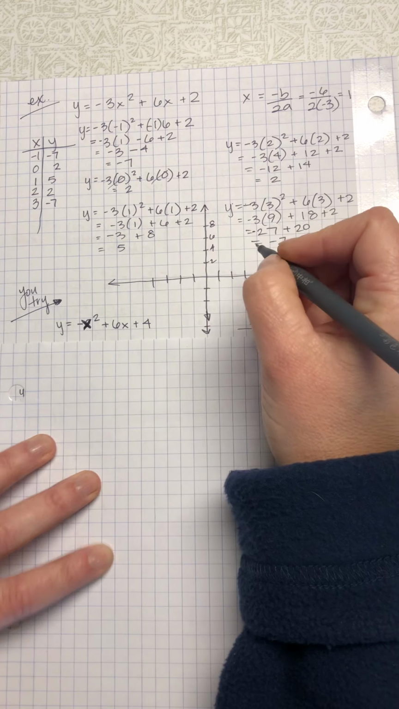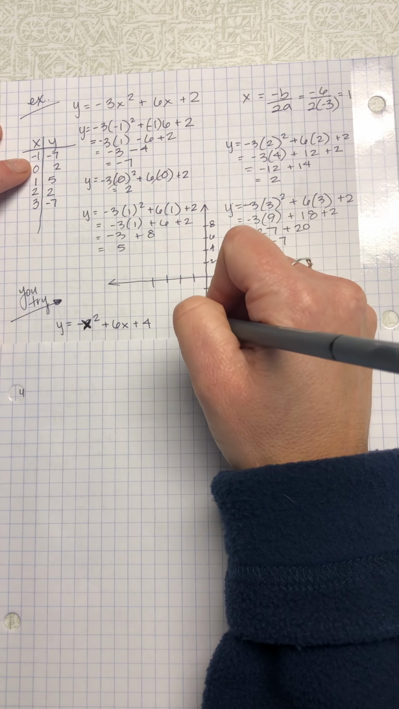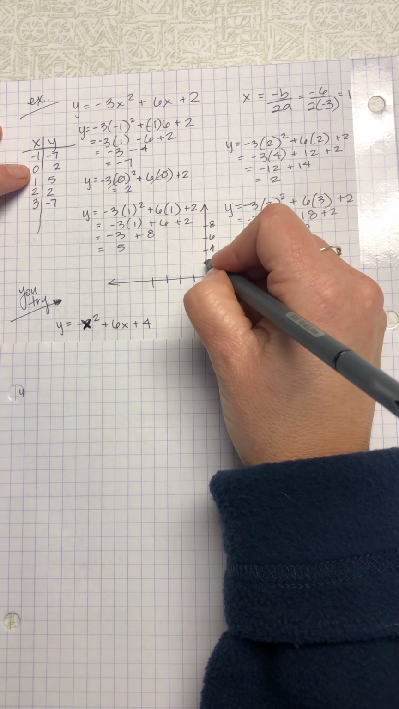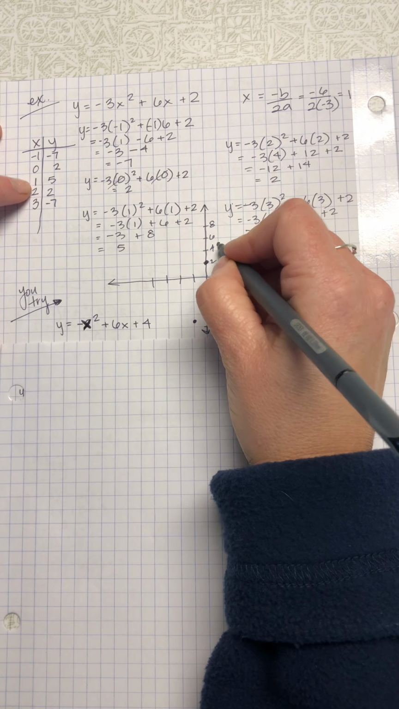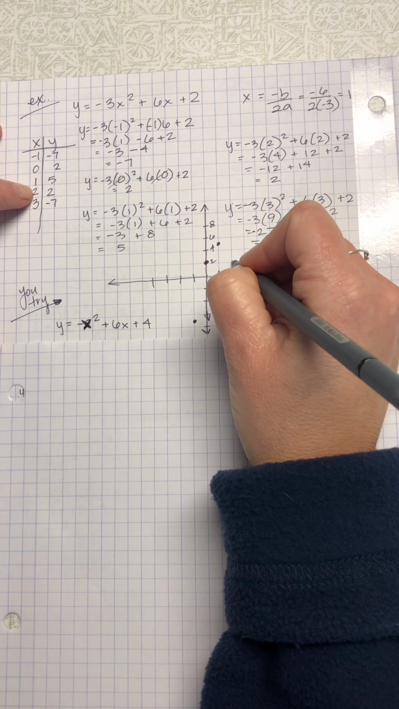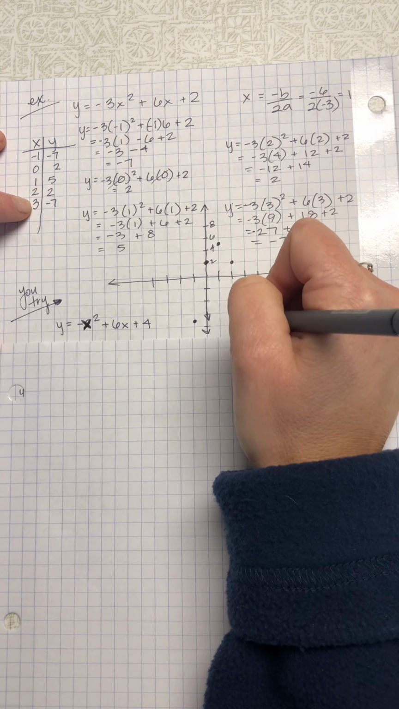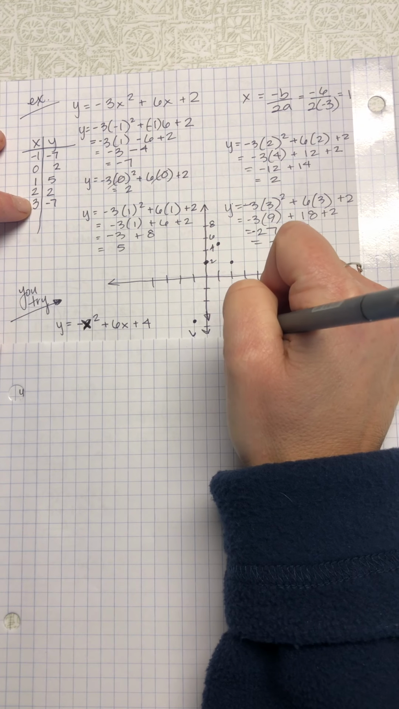So -1 and -7. It's here. 0 and 2, 1 and 5, 2 and 2, 3 and -7. Sorry, I didn't leave enough room.